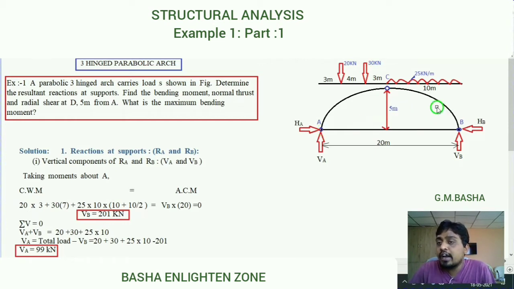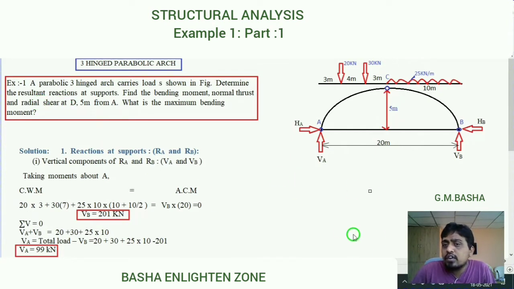Similarly, on the right half of this span, there is a UDL, a uniformly distributed load of 25 kilonewton per meter. The total length of the span is L equal to 20 meters, and the central rise is given as 5 meters, denoted by small r or YC. So here we are denoting the central rise with the notation small r. Based on this data, we have to find the resultant reactions.